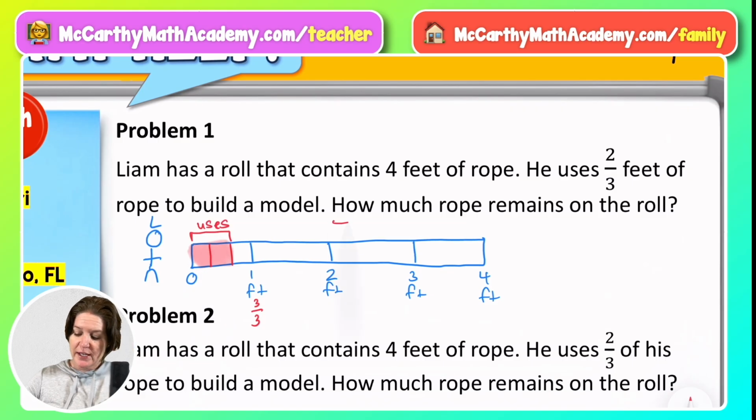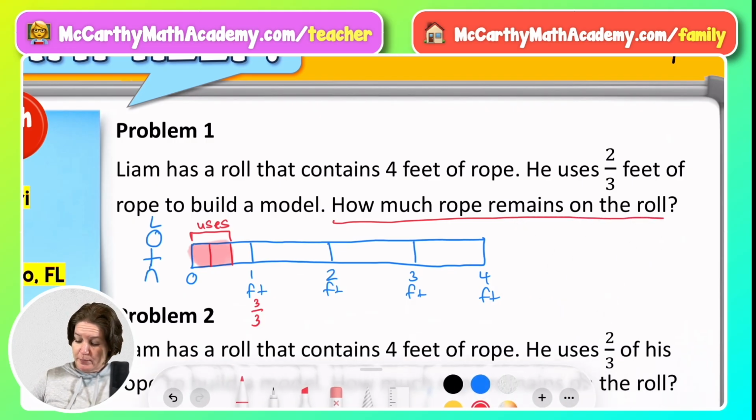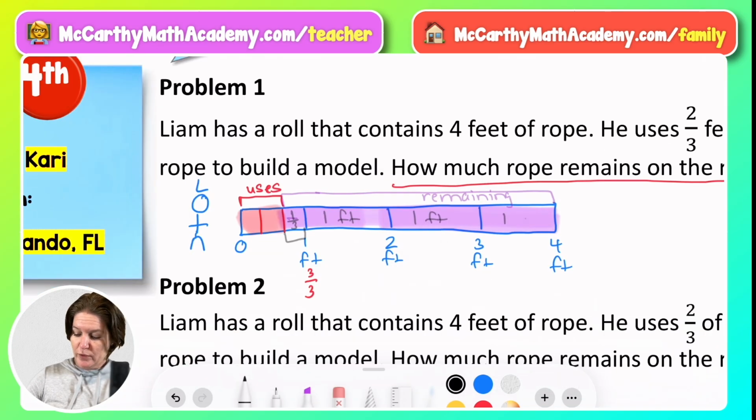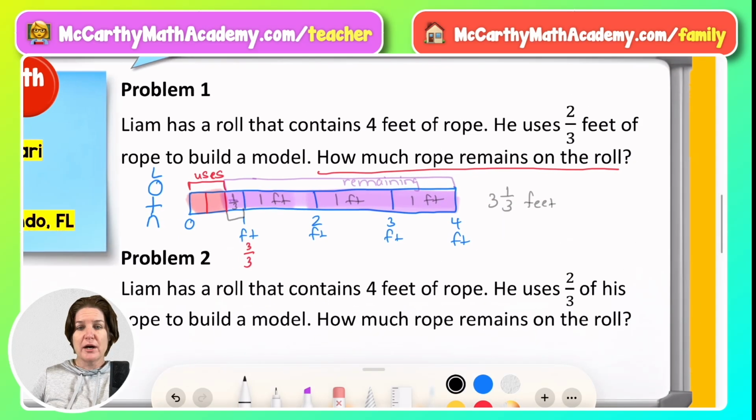But the question says, how much rope remains on the roll? So the amount that's remaining is actually this part right here, in purple. How much remains on the roll? The remaining piece right here is 1/3 feet. And then we have 1 foot, 1 foot, and 1 foot. So we have 1, 2, 3 whole feet, plus we have that 1/3 remaining. So it would be 3 1/3 feet. That would be modeling it using a drawing.